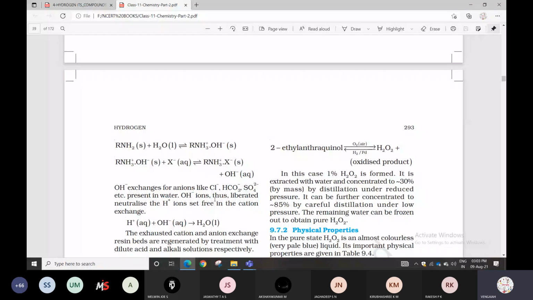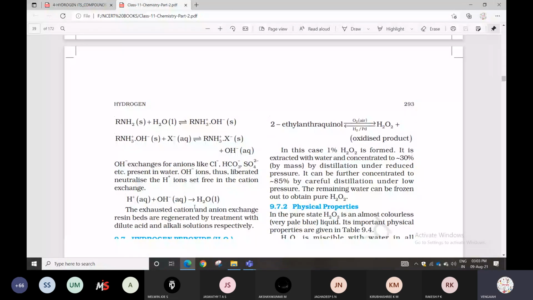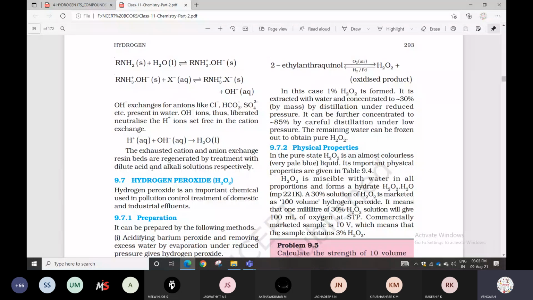Okay? Yes. This we already discussed yesterday. So today's class we discuss hydrogen peroxide. Before going to that, we can see the disadvantages of hard water.